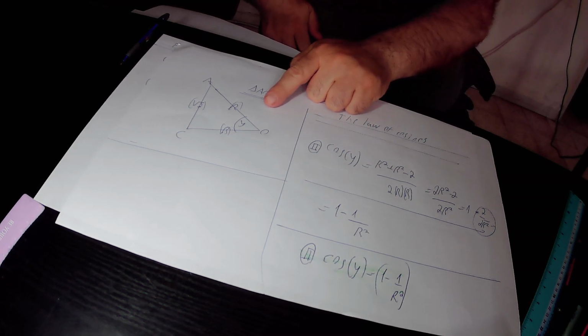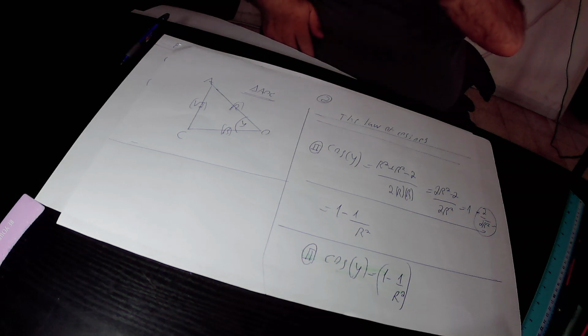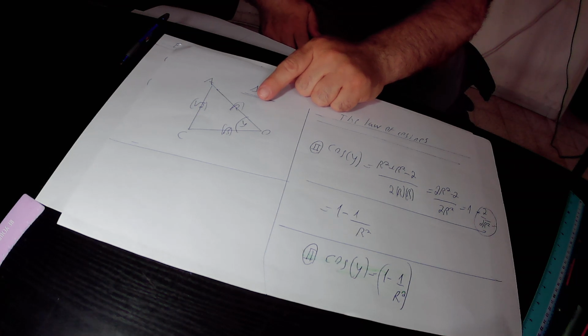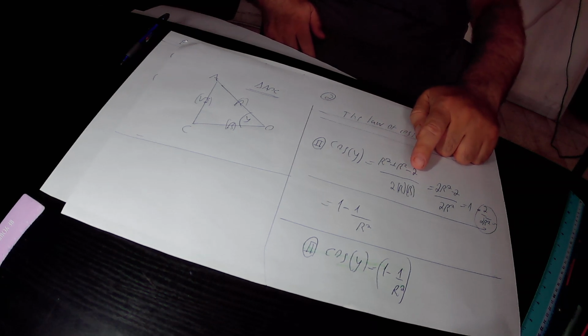OA is R, therefore OA square is R square, plus OC square. OC is also R, therefore OC square is R square. Minus AC square. AC is square root of 2, therefore AC square is square root of 2 squared, that is 2. So in total, in the numerator, we have R square plus R square minus 2, divided by 2 times OA. OA is R. So it is 2 times R times CO. CO is also R, therefore it is times R again. So in total, in the denominator we have 2 times R times R.